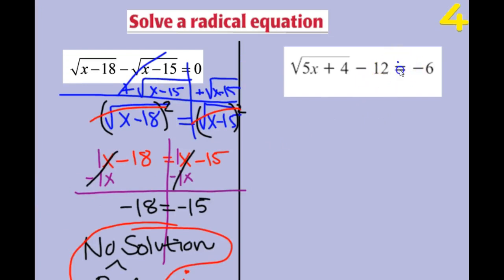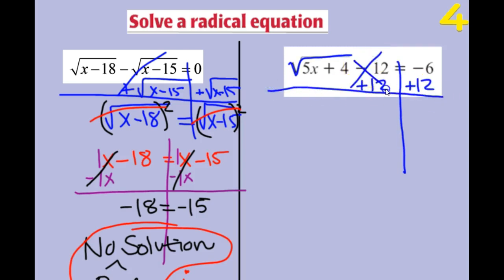Alright, next one. We want the square root all by itself, so I'm going to move this negative 12 over to the other side. I'm going to add 12. Those eliminate, and I have the square root of 5x plus 4. And negative 6 plus 12, there's more positives. 12 minus 6 is 6. And now I need to get rid of this square root. So just like we've been doing, we're going to square both sides.